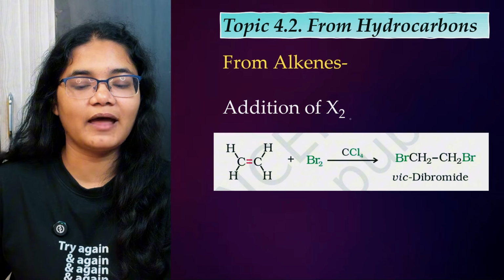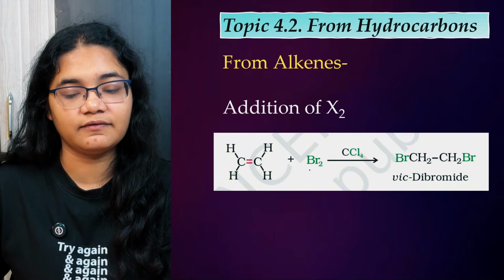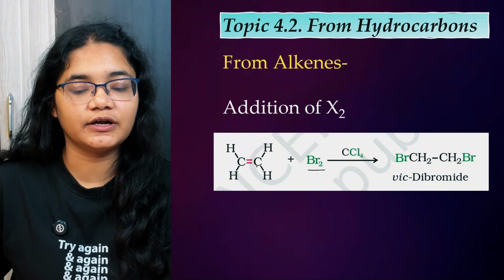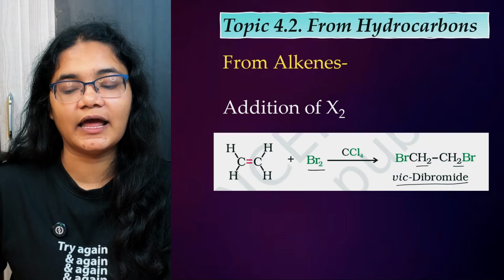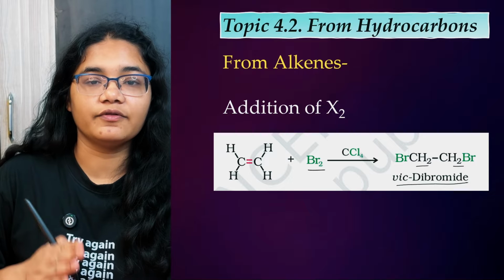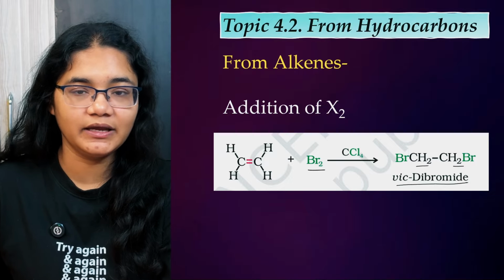Next, we have from alkenes, that is addition of X2. Here we have Br2/CCl4. So the double bond will break and here Br will be added. So a vicinal dibromide will form. On the vicinal carbons, the X groups will be attached.